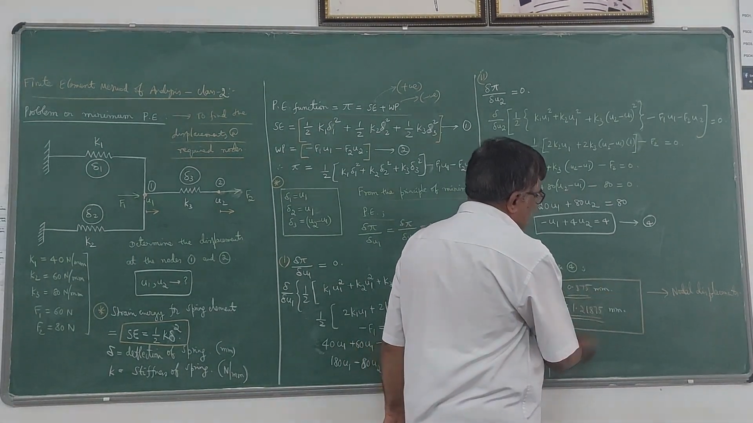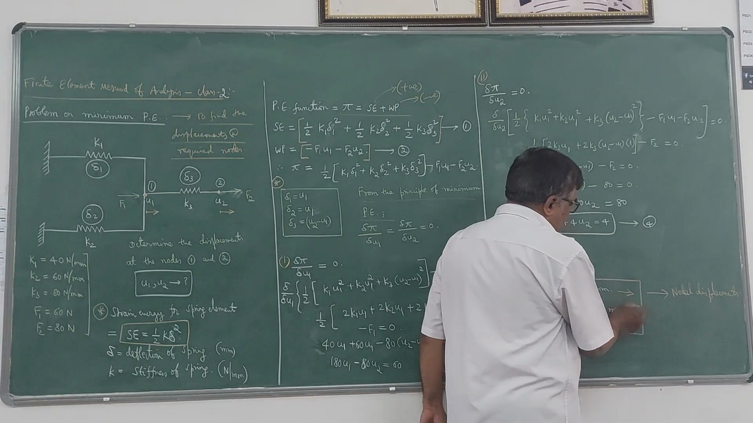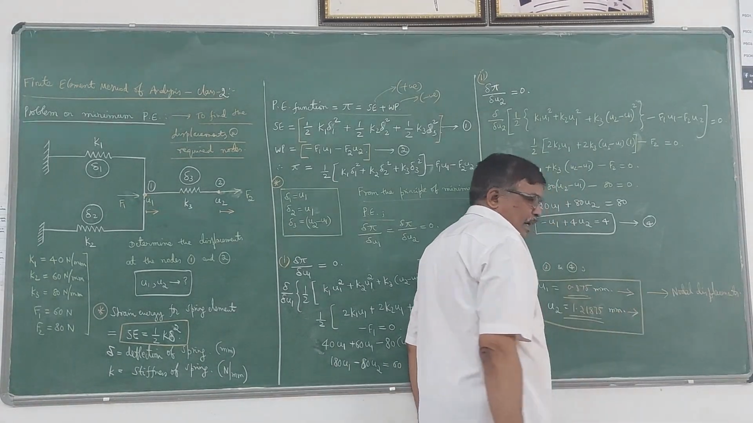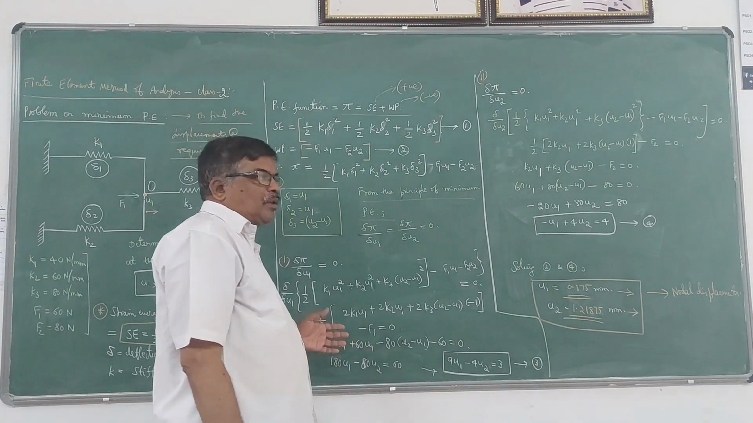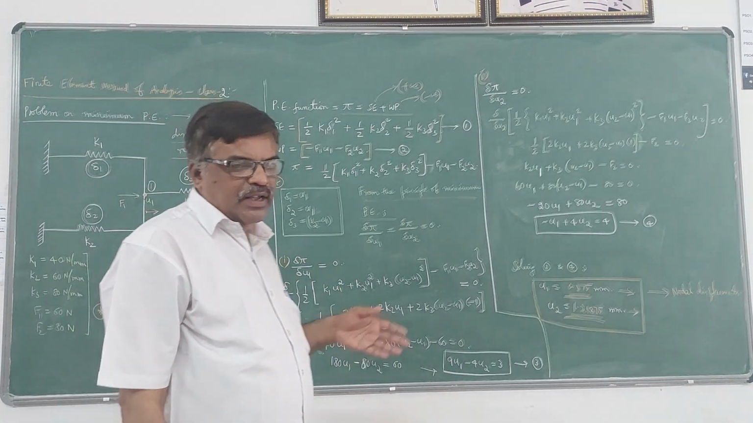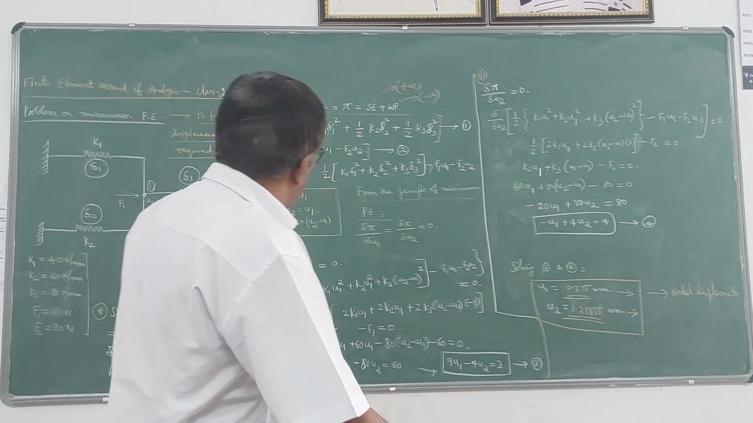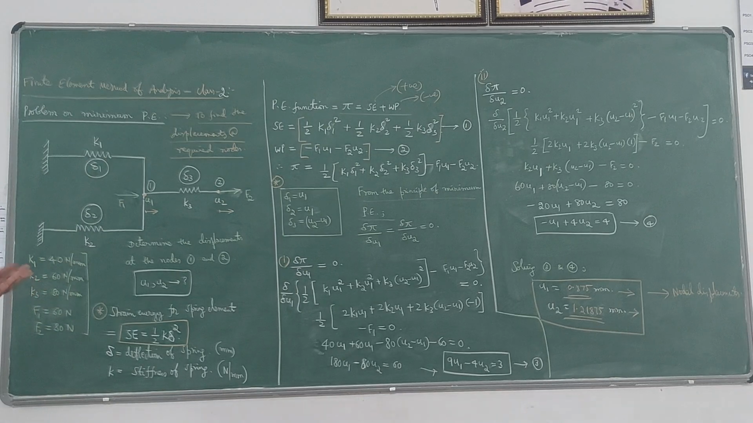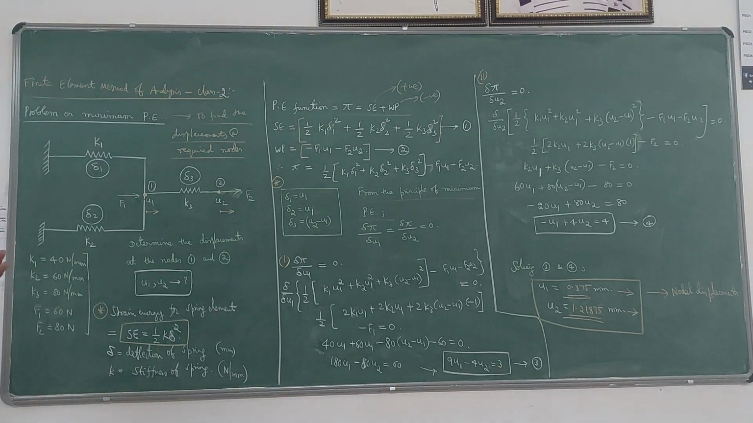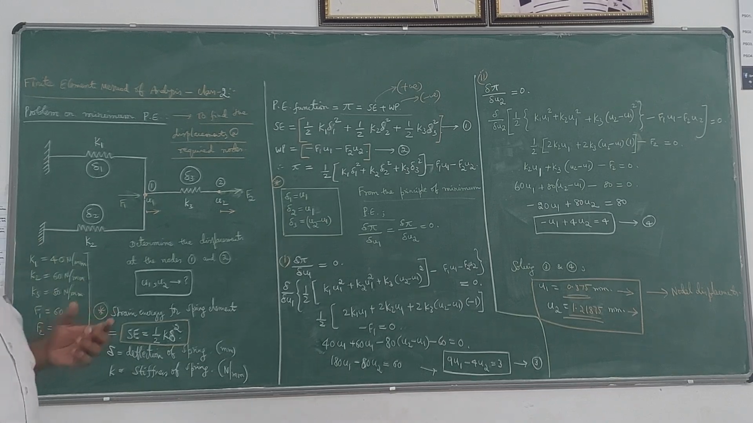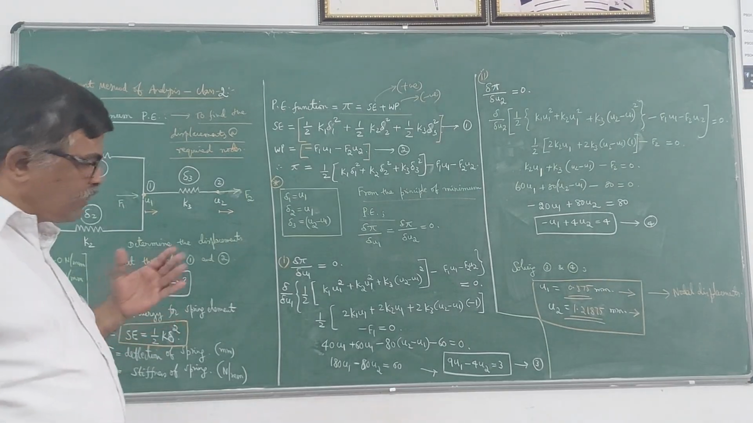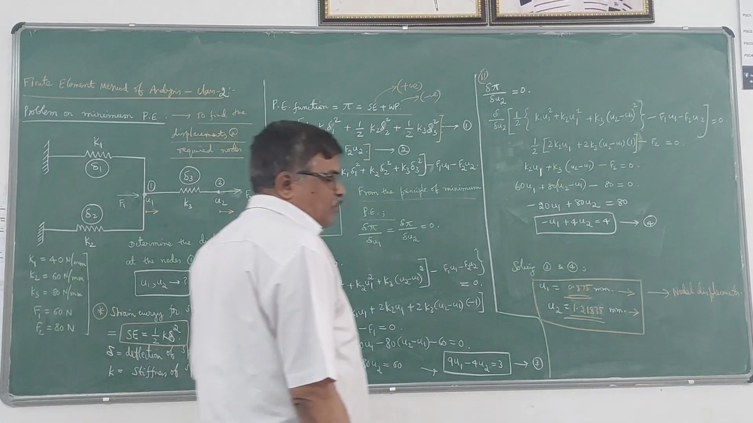Since the displacements are positive, the assumed direction of the displacements is correct. If any value becomes negative, you have to take the displacement in the other direction. So this is how we can find the nodal displacements in a spring system by applying the principle of minimum potential energy. The same problem can be continued for any number of springs.